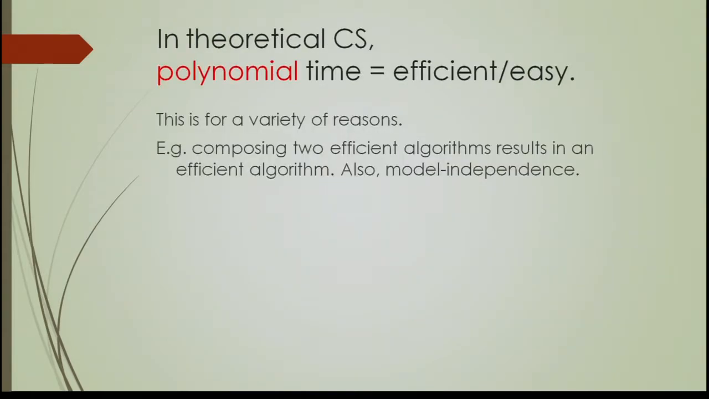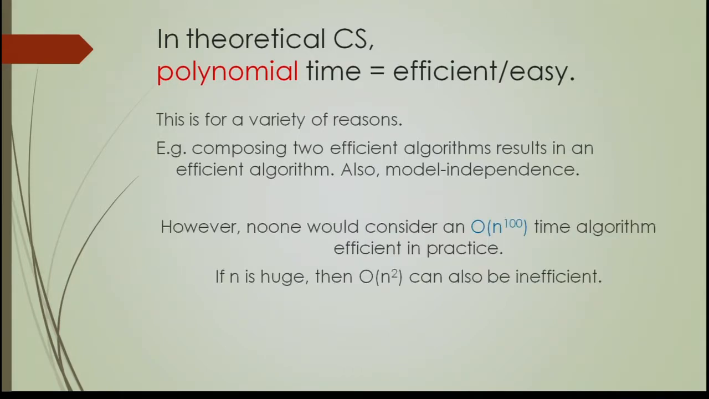Okay, so let's have a little aside about things we all know. Polynomial time for us can mean efficient or easy, but that's not because we think all polynomials are nice. It's because of other technical reasons. When you compose two polynomial time algorithms, you get a polynomial time algorithm. You can also have model independence and things like this. But of course, n to the 100 is not considered efficient, and even n squared can also be suboptimal for some applications.